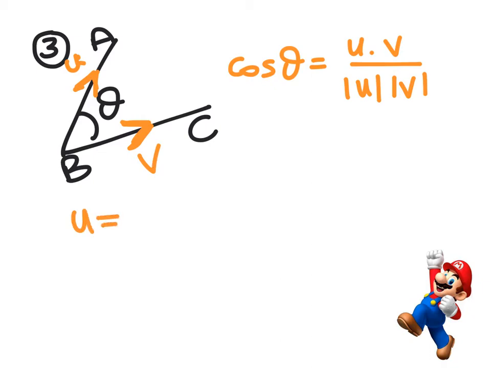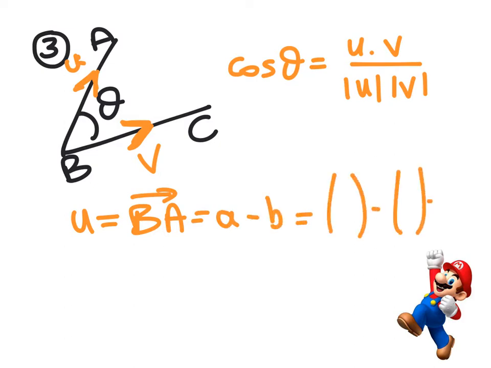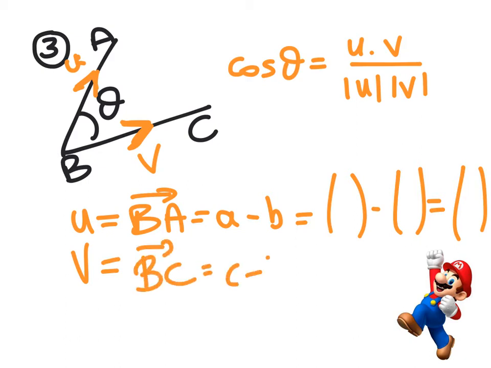So u is the vector B to A, which is little a minus little b. So take your components, subtract them, and then that's going to be vector u. Vector v in exactly the same way is B to C, which is little c minus little b. So work out what that is.